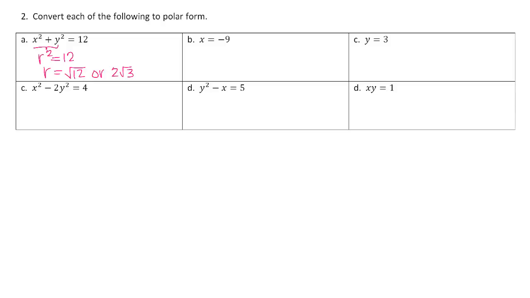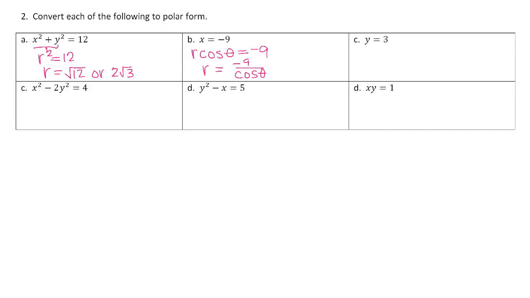All right, B part, we can go through. We know x is going to be r cosine theta, and that's going to be equal to -9. And again, we're just asked for polar form, so we can leave it like that. Now, if you wanted to solve for r, some people do, you can go ahead and rewrite this to be r equals negative 9 over cosine theta. You can also write it that way.